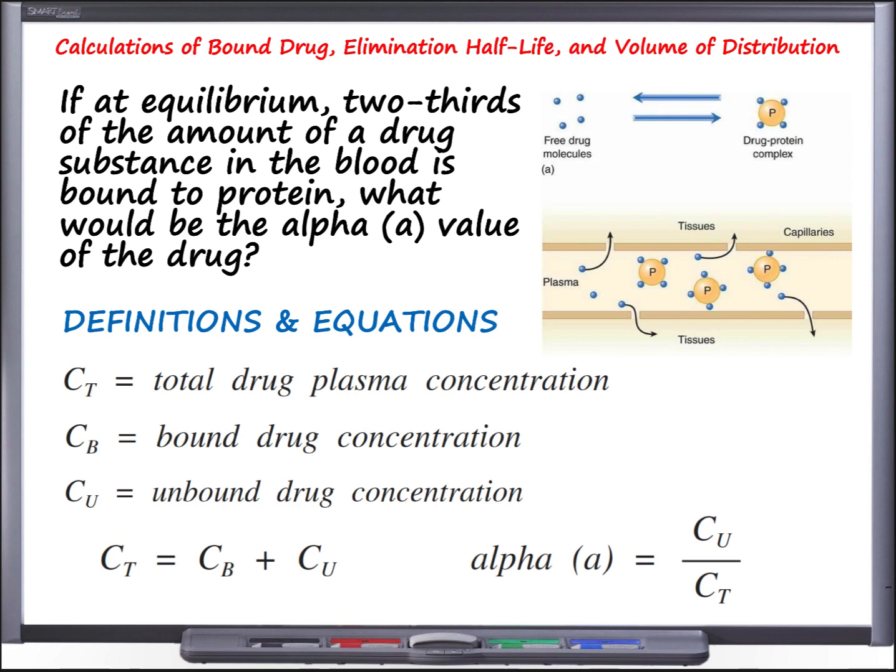Okay, so with those three different concentrations, it should make sense, if we look at the formula on the bottom left, that the CT, or the concentration total for all of the drug in the plasma, is equal to the sum of both the concentration that's bound, CB, plus the concentration that is unbound, CU.